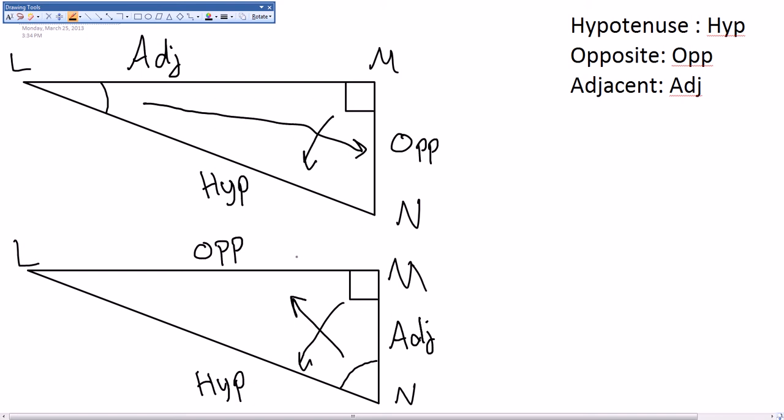So notice here that the hypotenuse stays the same, but the opposite and adjacent swap when we swap our acute angles of reference here. So here when I'm referencing L, adjacent, opposite. Here when I'm referencing N, opposite, adjacent. So we're going to get some practice with this now.